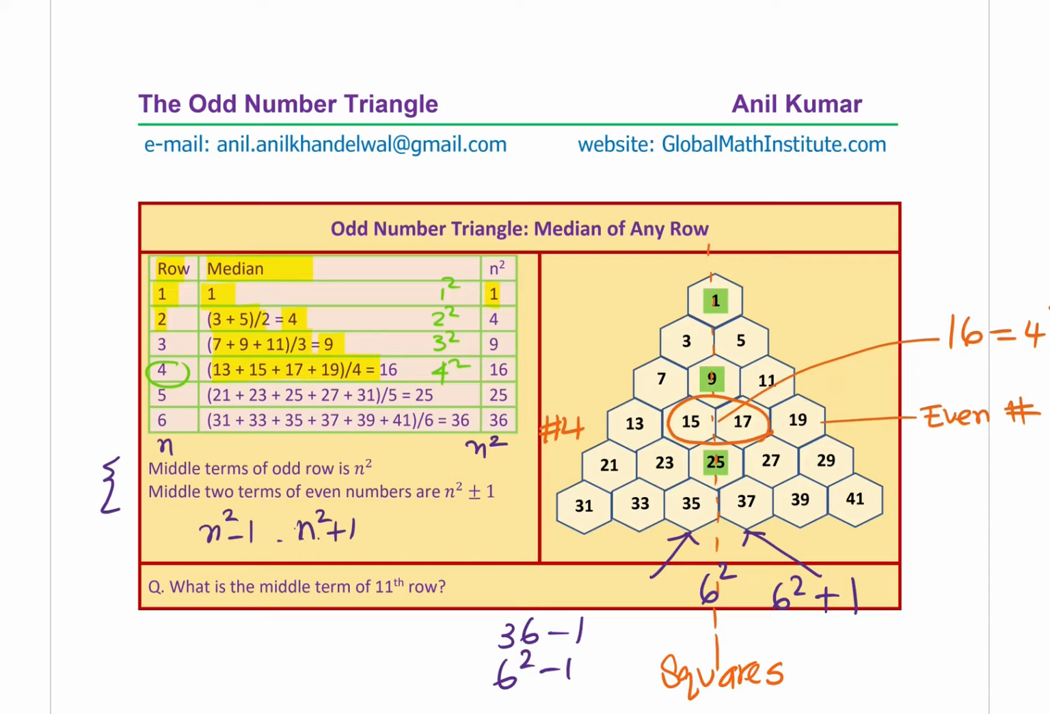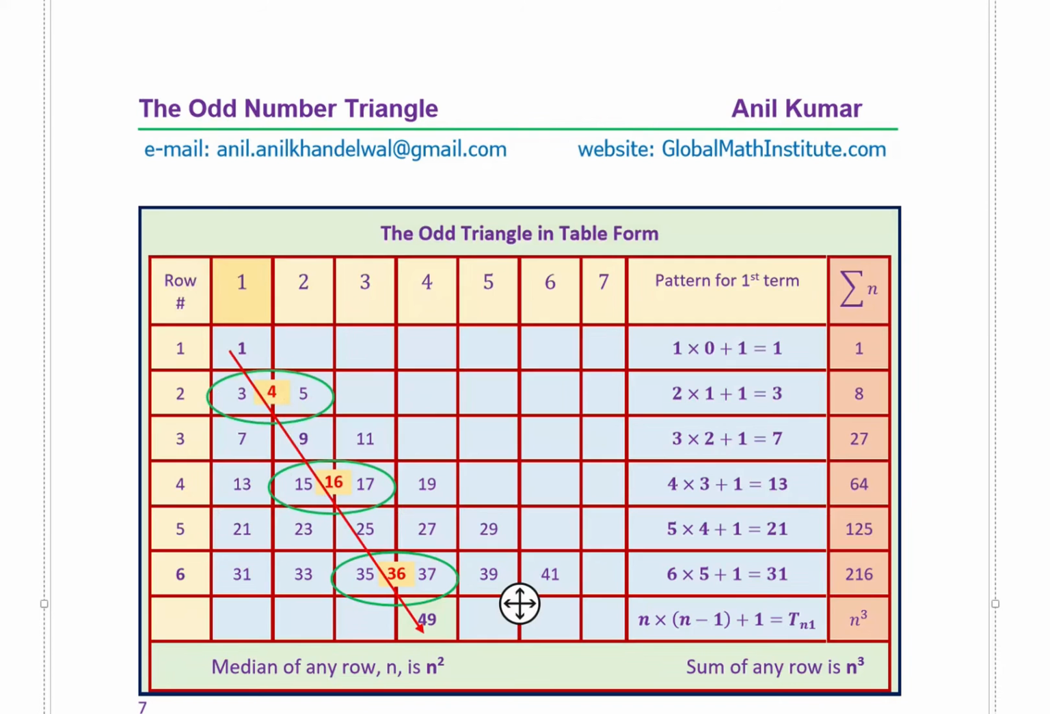So you can now answer this question: what is the middle term of 11th row? Correct. So 11th is an odd number. It should be 11 square, correct, which is 121. Let's move on and take the next example.